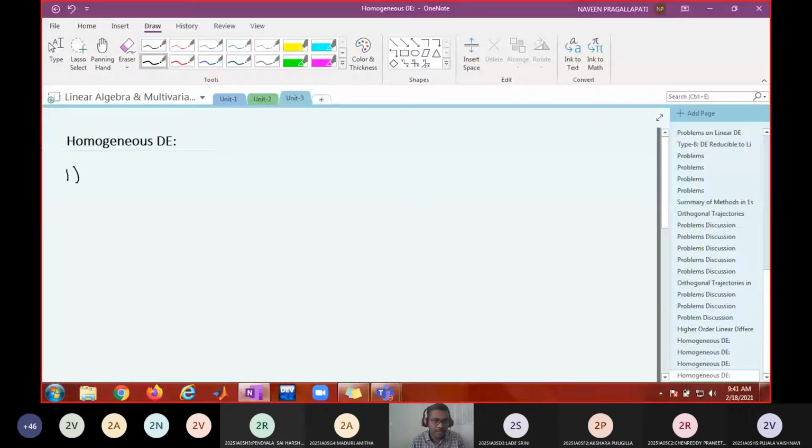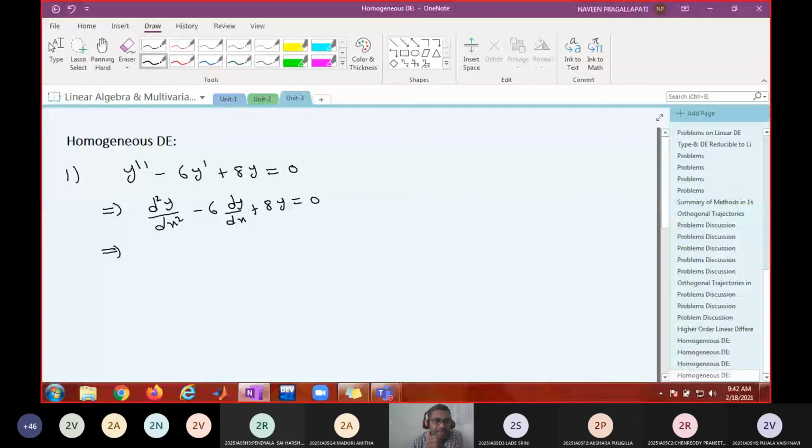Let me write the first problem: y double dash minus 6y dash plus 8y equal to 0. First you convert this into standard form, then write the characteristic equation. What is standard form? I can write y double dash as d square y by dx square, minus 6 dy by dx, plus 8y equal to 0. And this is nothing but d square y minus 6 dy plus 8y equal to 0.